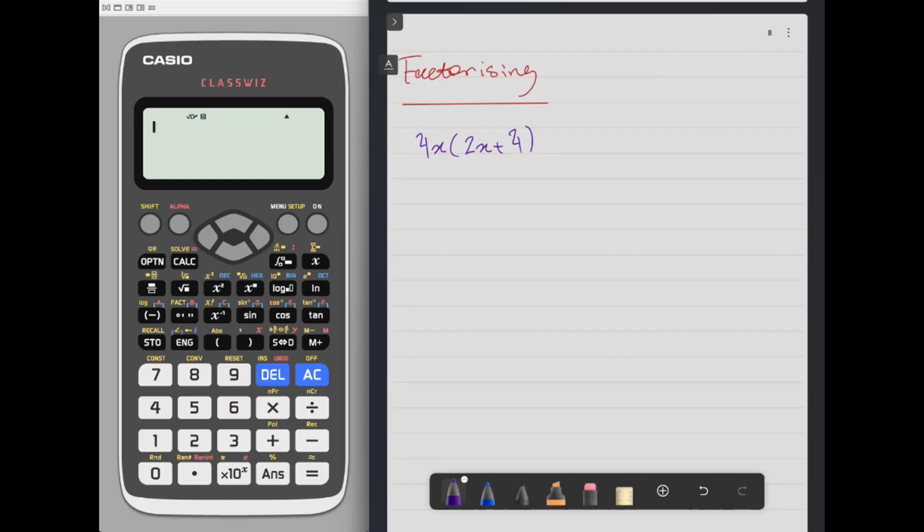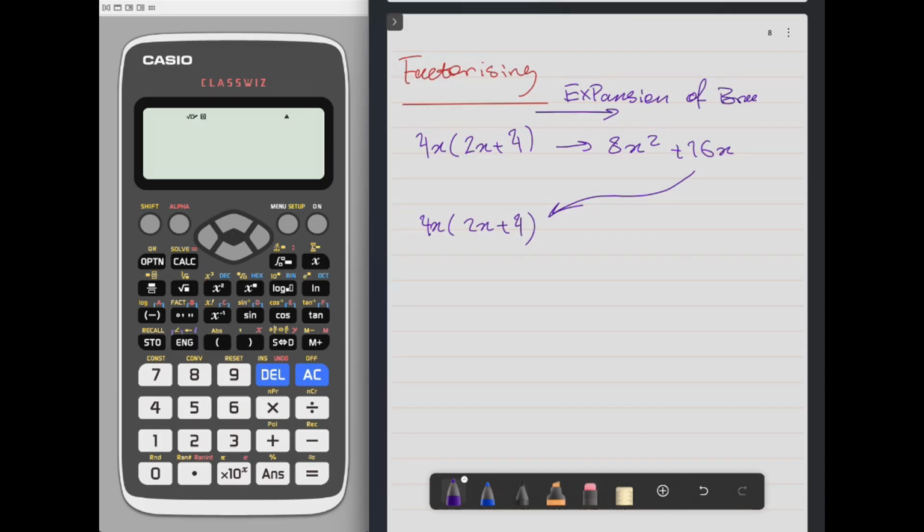If I'm gonna expand the brackets, it is gonna be 8x squared plus 16x, right? But if I'm going to factorize this one, you can factorize it by 4x. You can write 2x plus 4 again. So you see that this is expansion of brackets, and this is simply factorizing.